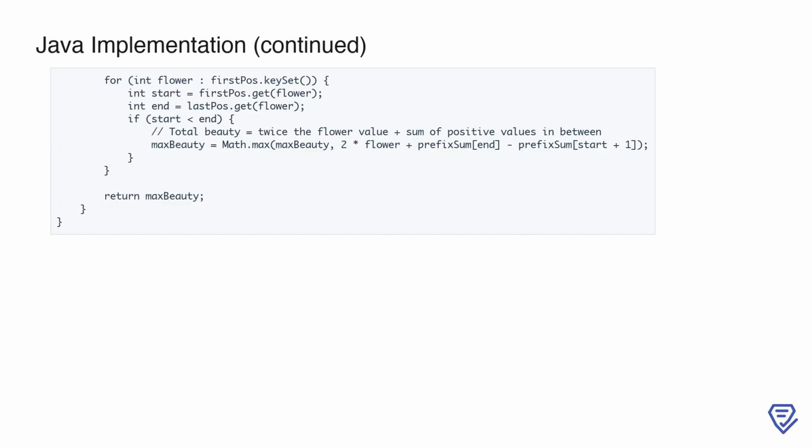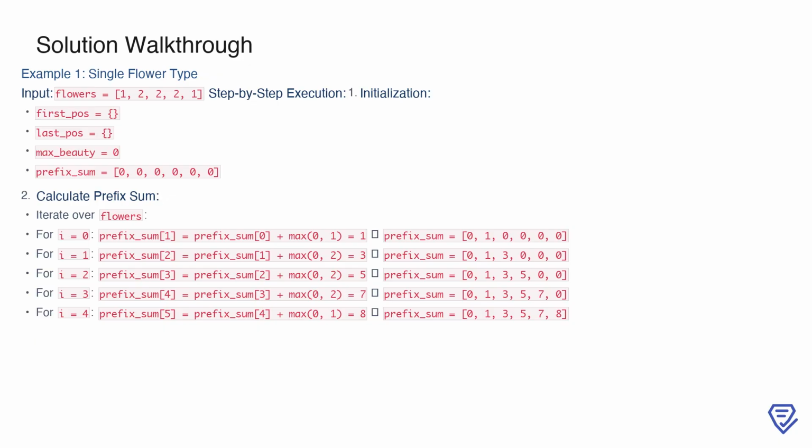Finally, we update maxBeauty to the maximum of its current value and the calculated beauty. Once all flower types are processed, we return maxBeauty as the result. This ensures that the solution efficiently computes the maximum beauty of the garden while handling edge cases like negative flower values and overlapping ranges. To solve this problem, we start with an example input, flowers equals 1, 2, 2, 2, 1.